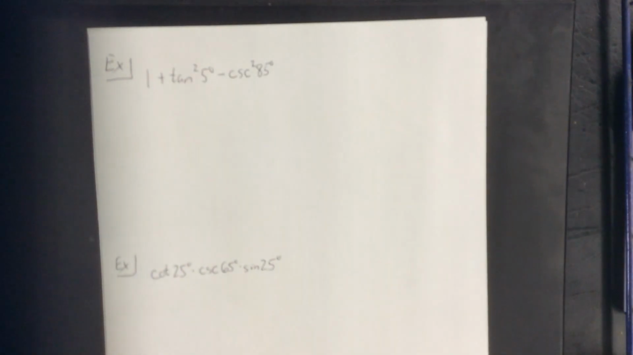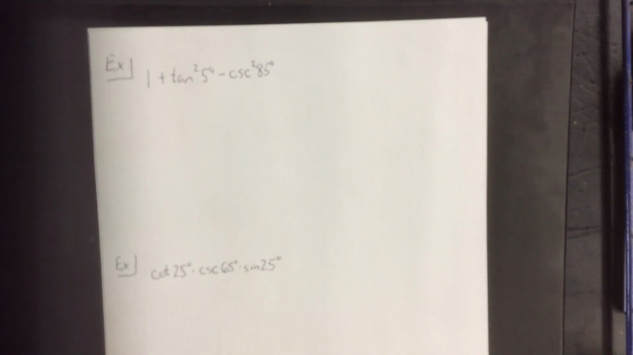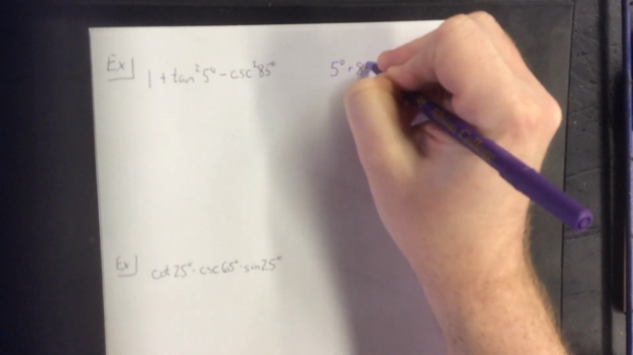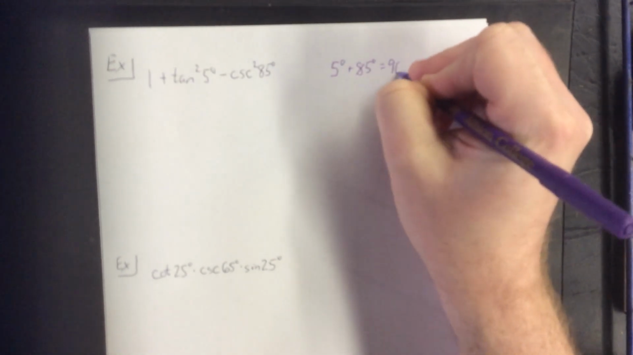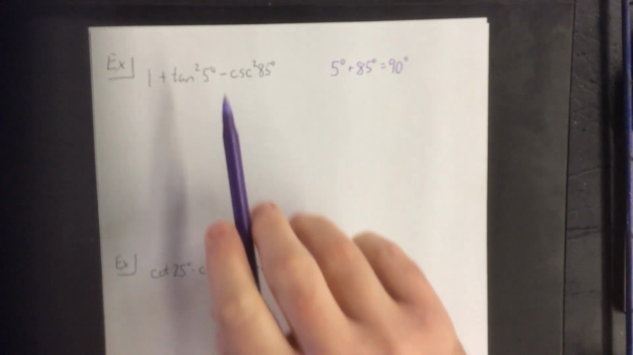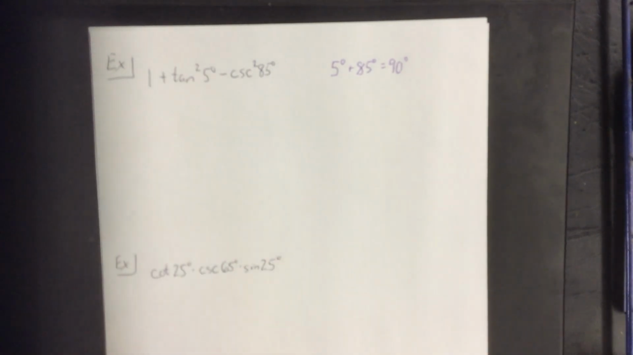Next one that we see right up top on this page is 1 plus the tangent squared of 5 degrees minus the cosecant squared of 85 degrees. Now, first thing we check for is, are the angles equal? They are not equal to each other, but thankfully, if you add these two angles together, we do see that they wind up being complementary because they have a sum of 90 degrees. Now this means I can either turn the 5 degrees into 85 degrees, or I can turn the 85 degrees into 5 degrees by applying a cofunction identity.